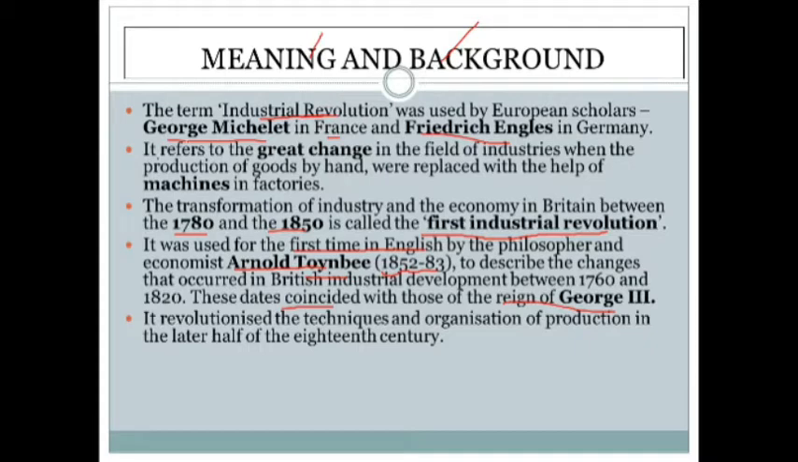Now let us understand the meaning of the Industrial Revolution. It refers to the great change in the field of industries when the production of goods by hand was replaced with the help of machines in factories. Basically the production was done by hand, but now it was replaced with machines in factories and industries, and this phenomenon is known as the Industrial Revolution.